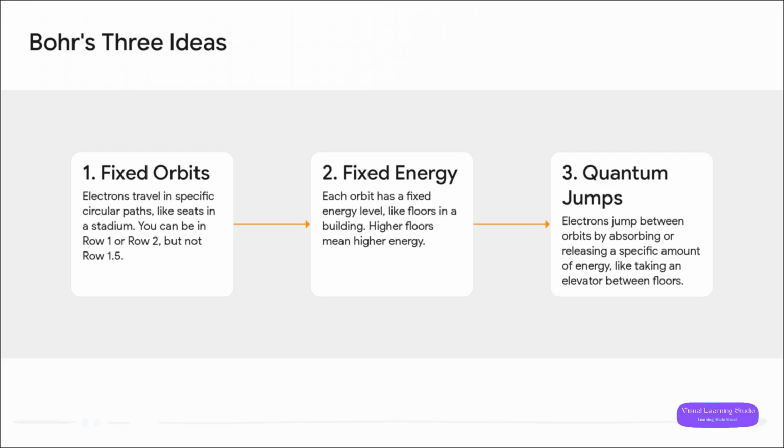Second, each of these orbits has a specific energy level, kind of like floors in a skyscraper. The higher you go, the more energy you have. And third, he said electrons can do these things called quantum jumps between floors. But, and this is key, it's like an elevator that only stops on certain floors. You need the exact right amount of energy to go up or down.